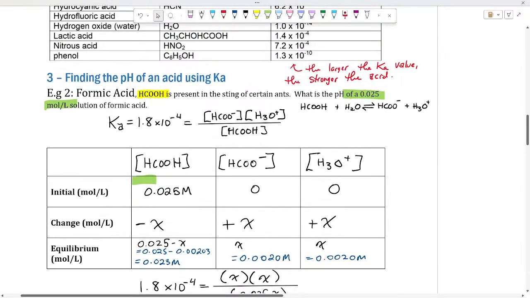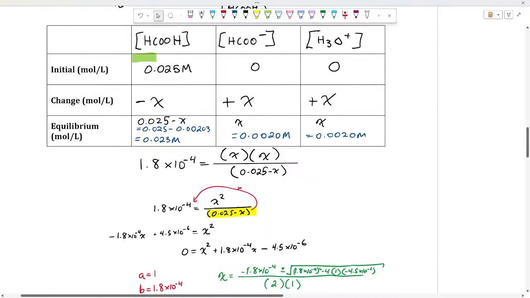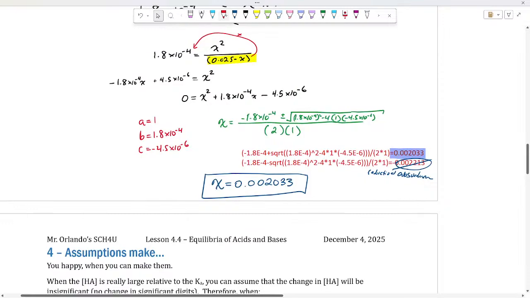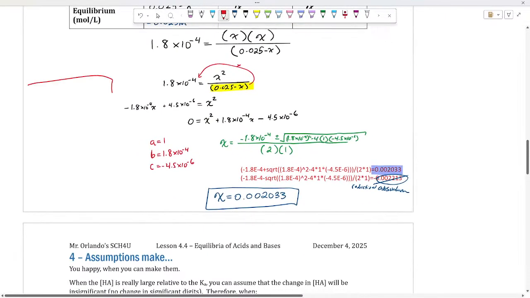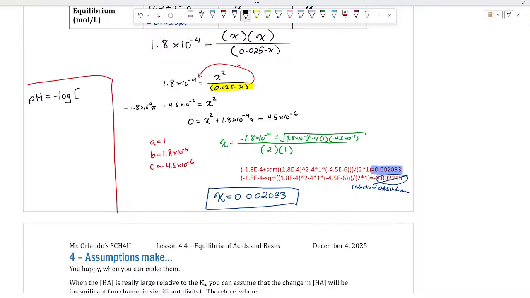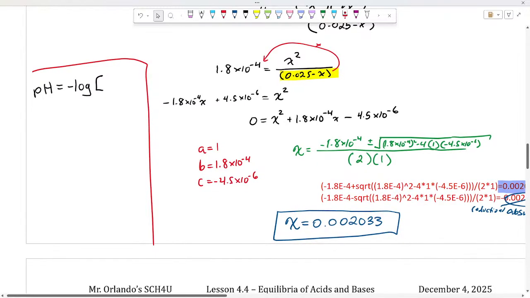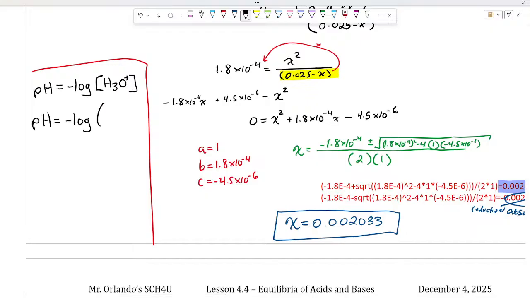Now, the question was what? What was the actual question? Finding the pH. What is the pH? Are we ready to do that now? Yeah, because we can do that on the little sidebar here. What does pH equal? pH is equal to the negative log of the concentration of H3O plus at equilibrium, right? It asks for the equilibrium pH. And that's the negative log of what again?